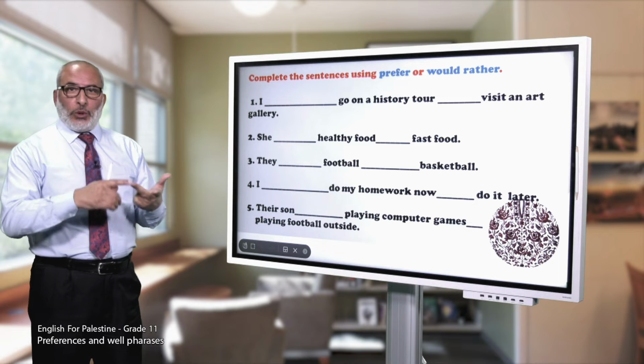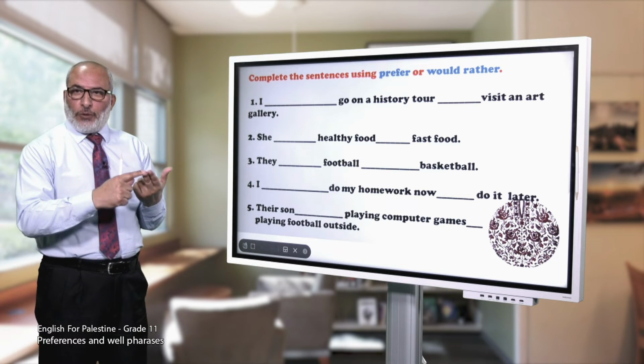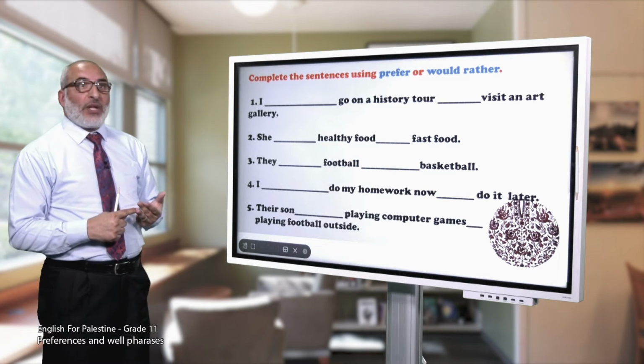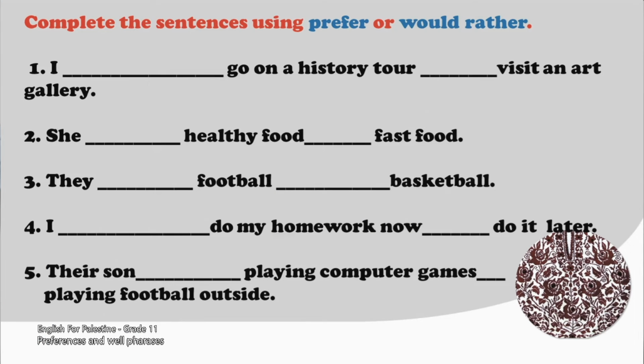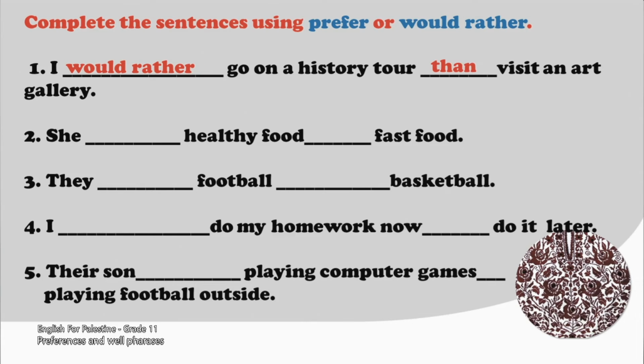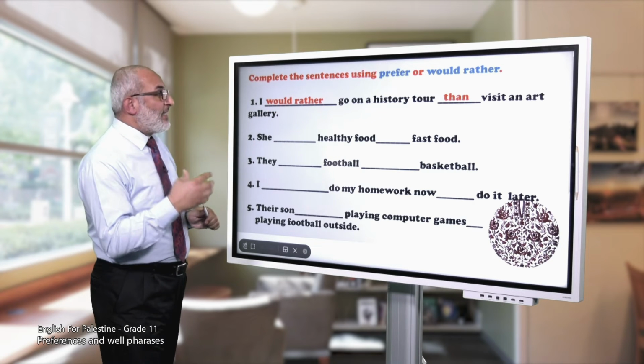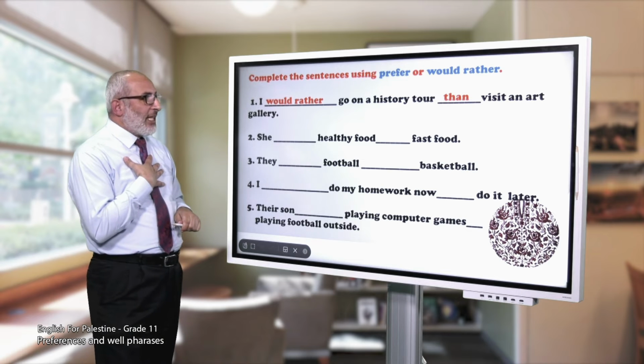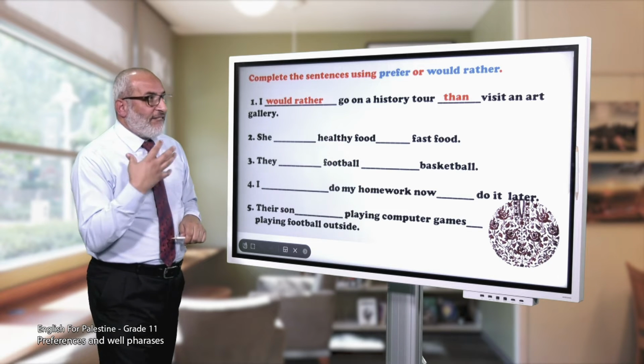Is it a noun? Or is it an ing form? Or is it an infinitive form? Yes, go is an infinitive form of the verb. So where do we use the infinitive form of the verb? With prefer or with would rather? Great, yes, with would rather. So I would rather go on a history tour. And what do we use with would rather? To or than? Yes, than. Great. Again, I would rather go on a history tour than visit an art gallery. I like going on a history tour more than visiting an art gallery.